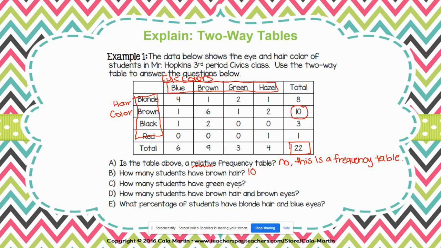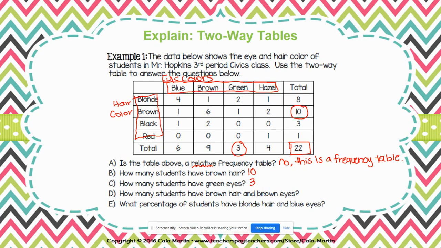Then it asks how many students have green eyes. Well, this is my eye color. So when I look at green, there are 2 with green eyes and blonde hair, 1 with green eyes and brown hair. Nobody has green eyes and black hair, and nobody has green eyes and red hair. So for green, there is a total of 3 students who have green eyes.